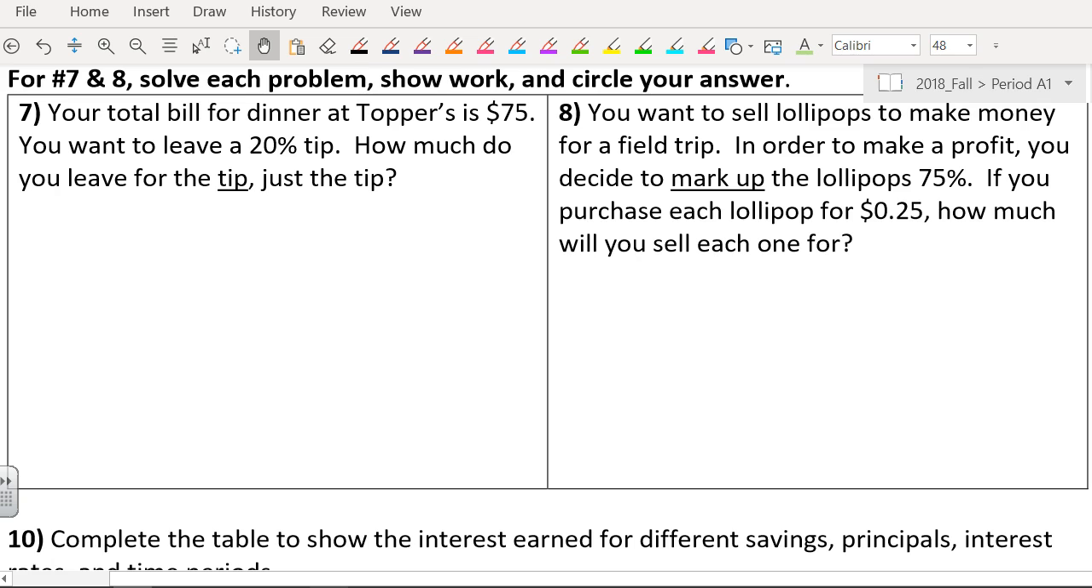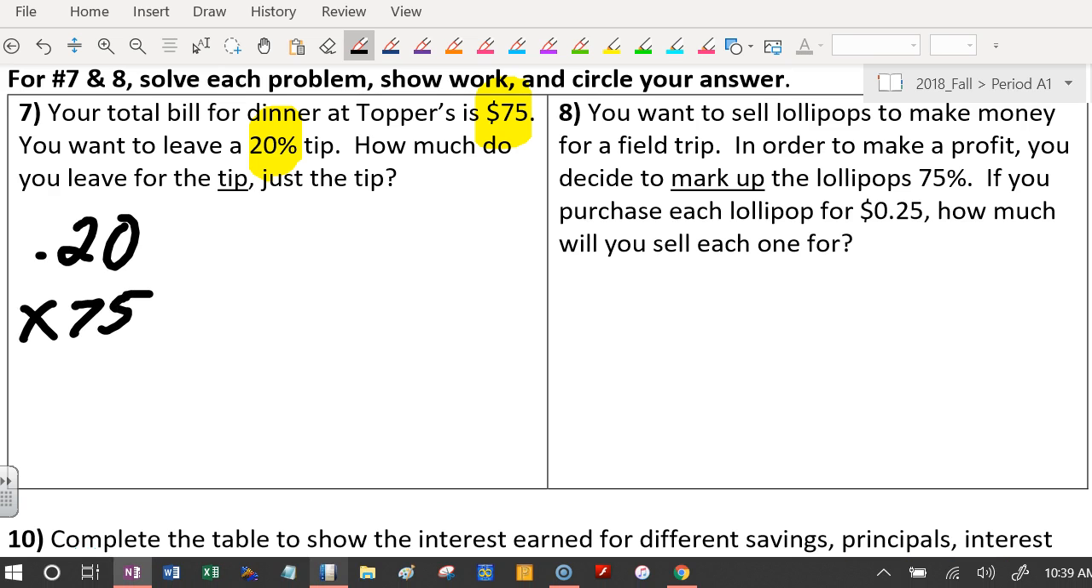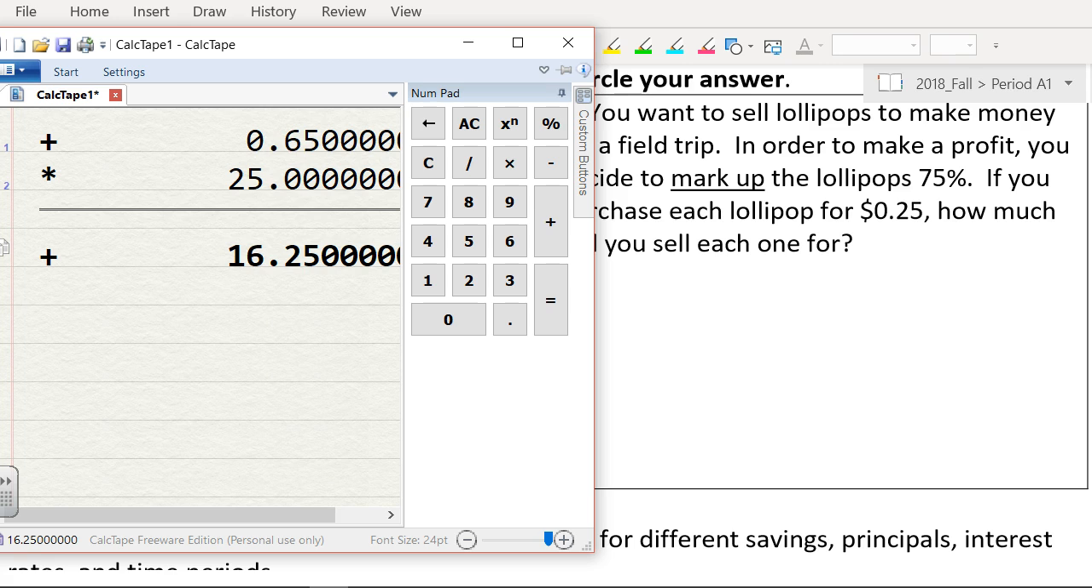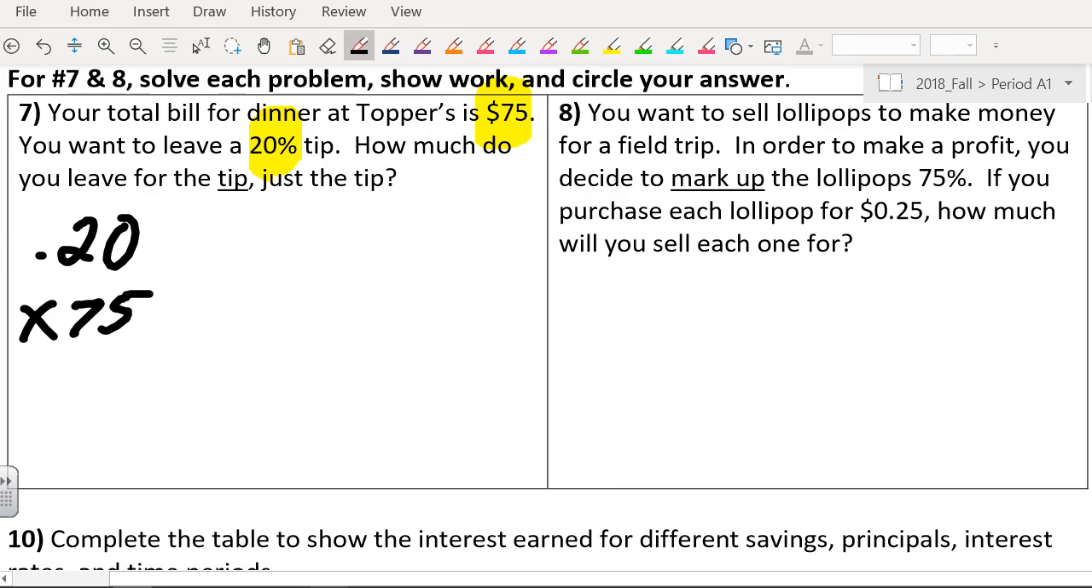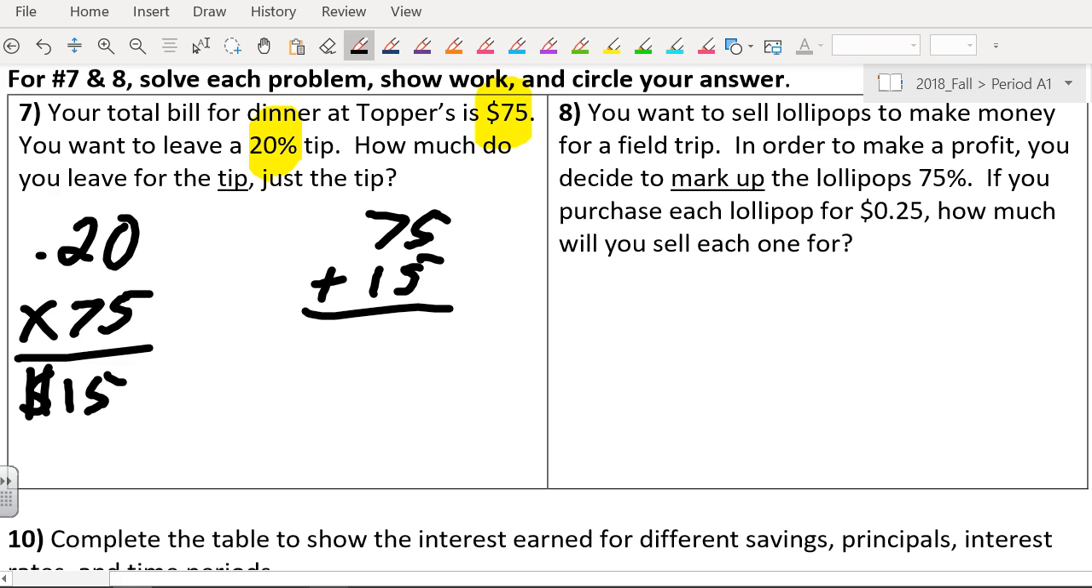You want to leave a 20% tip. All right, so 0.20 times 75. $15. Are we done? No, because that's the tip. I'm going to add that to 75. What do we get? 90. Okay, write it down, please.